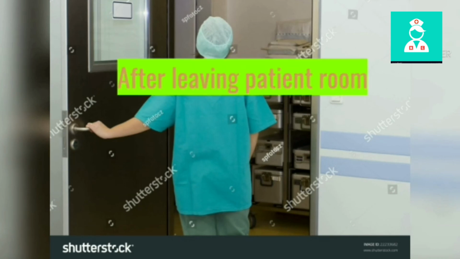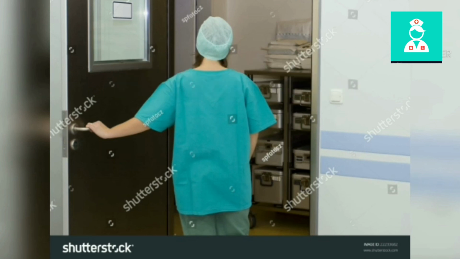Remember, clean care is safe care. Hand hygiene is the most important measure that helps to prevent healthcare associated infections.